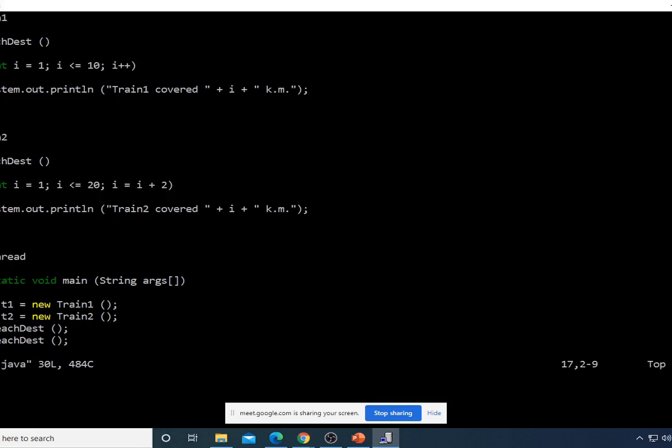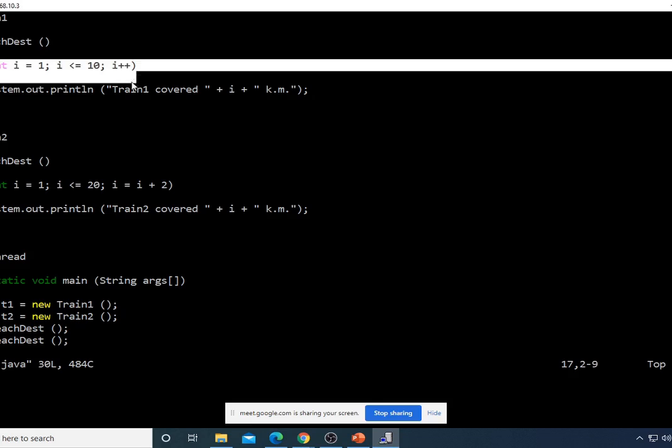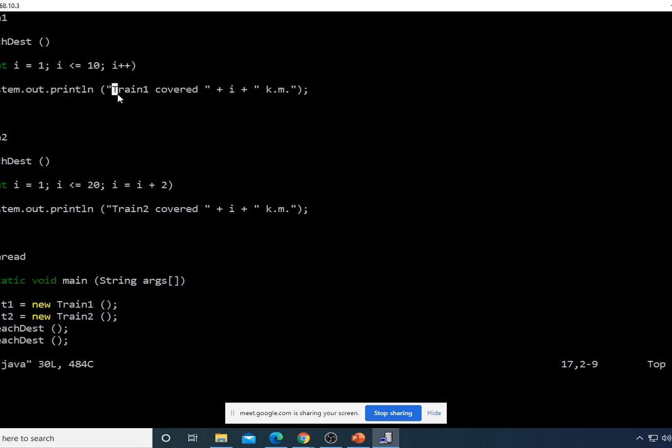In this file, I have two classes, train1 and train2. Each of them has a member function, reach destination. Within this method, I have a for loop, and within that, a message is being printed, showing how many kilometers a particular train object has covered.